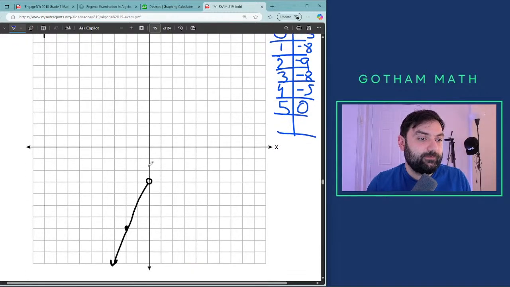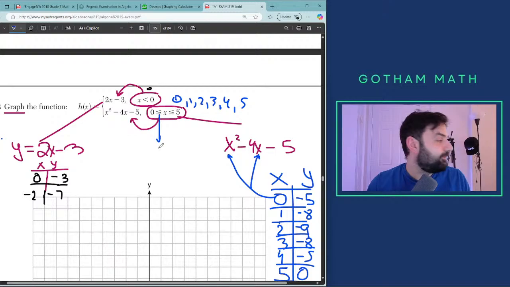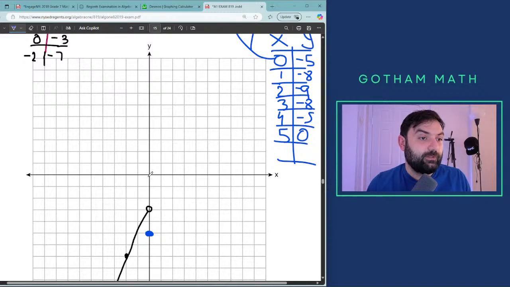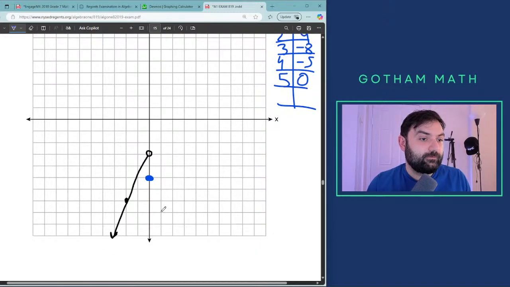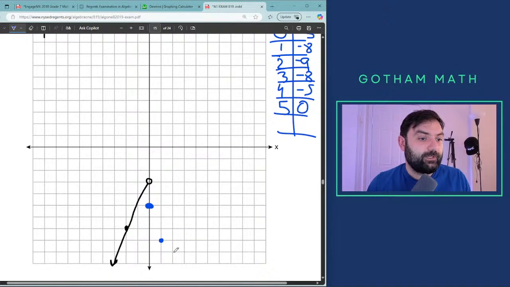0, negative 5. 2, 3, 4, 5. Closed circle. Why closed circle? This sign is a closed circle, and so is this sign. So it's going to be 0, negative 5, 1, negative 8, 2, negative 9, 3, negative 8, 4, negative 5, and 5, 0.